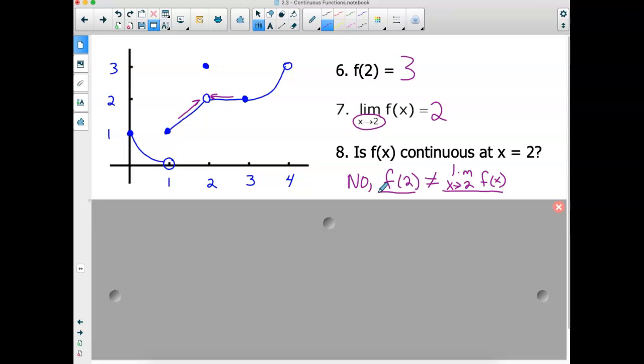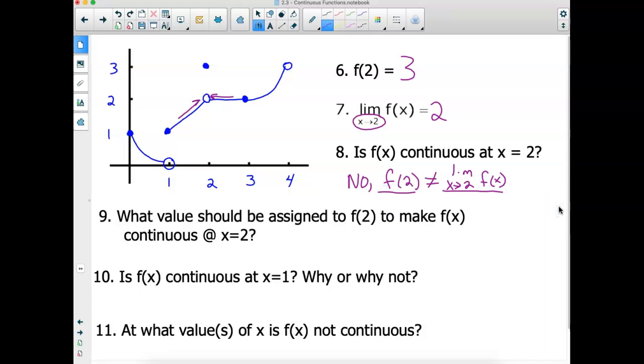Okay? So, let me get rid of this little bit. Well, what value should be assigned to f of 2 to make it continuous at x equals 2? Well, that would be pretty easy. What would it have to be? F of 2 would have to equal 2, because if f of 2 equals 2, then the functional value would equal the limit. Bada bing, bada boom, it's there.